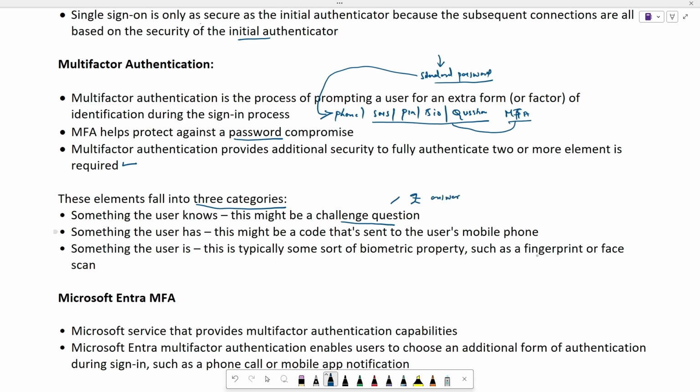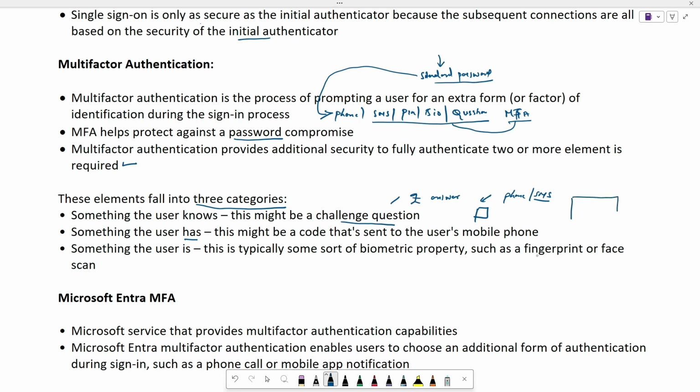Right? Something the user has, something the user possesses with him always. So this will be his mobile phone. After entering the standard password, the user will receive a phone call. He has to answer the phone call to authenticate, or it can be a simple OTP pin, OTP code, which will be sent to his mobile phone via SMS.